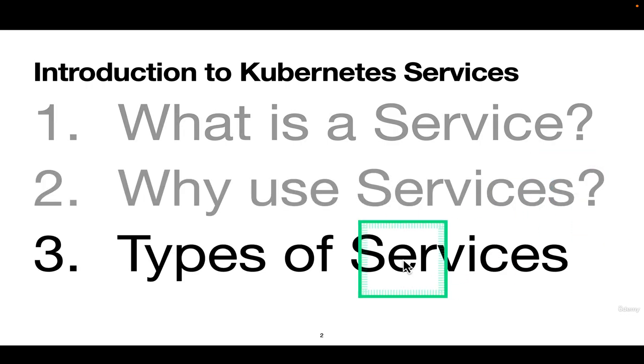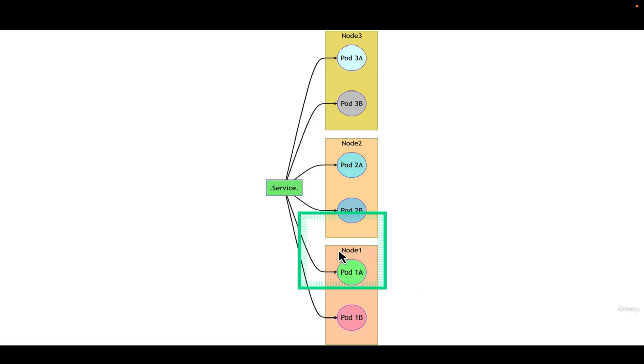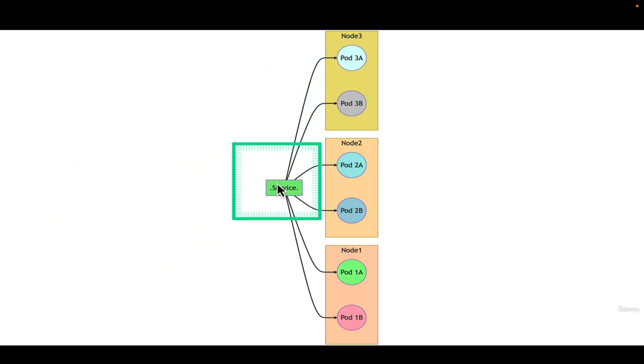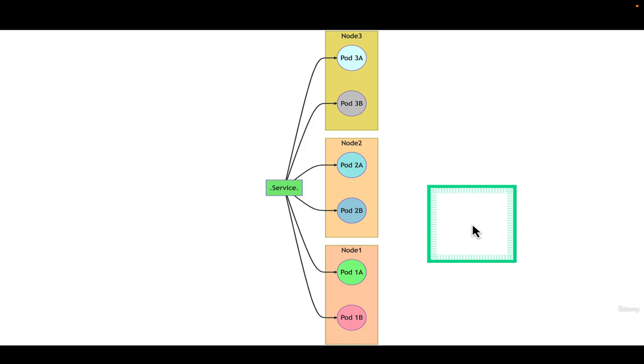Types of services. There are four main types of services: ClusterIP, NodePort, LoadBalancer, and ExternalName. So this is how the high-level service architecture looks for all four services. You have a service, which is basically front-ending your pods. Pods are running on the node, and the service is the abstraction that provides the IP address as well as a DNS name, and the clients go via the service and then finally reach a pod.